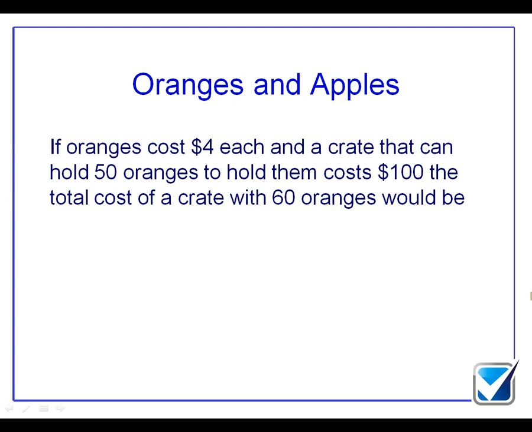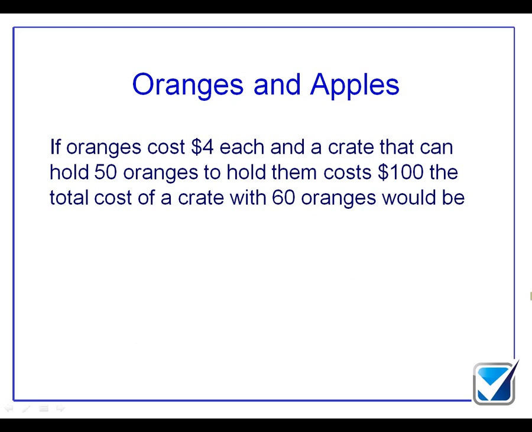What we're going to say here is this. If you have a situation whereby oranges will cost you $4 each, and if you want to put them in a crate, the crate will cost you $100, and each crate can hold 50 oranges. So each orange costs you $4. You can put 50 oranges into a crate, and it's going to cost you $100 to have the crate. If you've now got a crate with 60 oranges in it, that means you've got 60 lots of $4, which would be my variable cost.